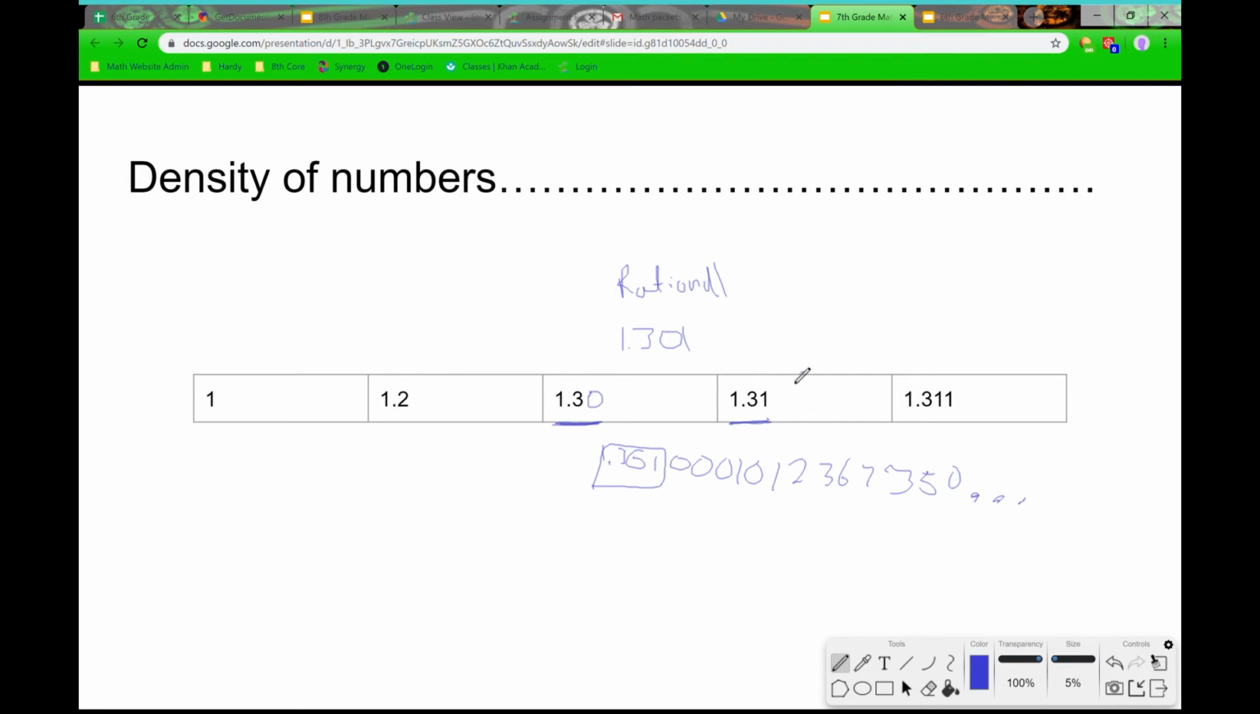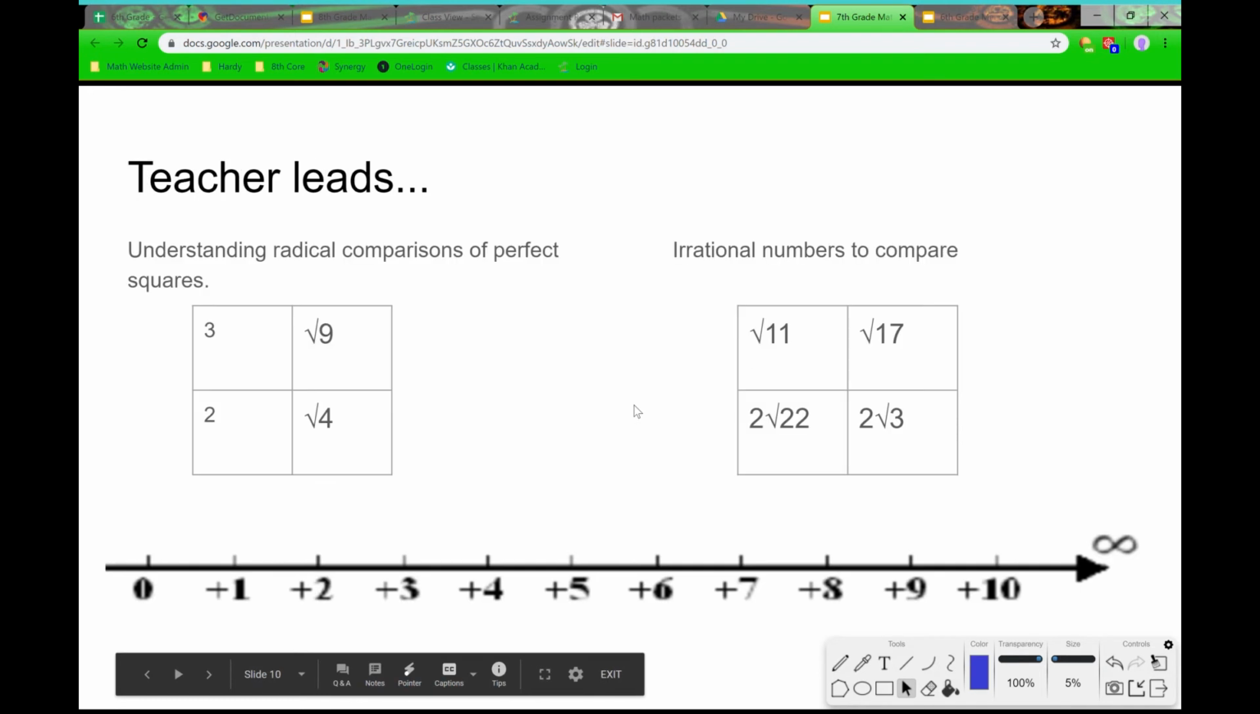Okay, so in here, I've got an infinite number of rational numbers, 1.311. Oh, no, let's do 1.31. That's a rational number that's between these two. So is 1.31007. Those are both rational numbers between these two numbers, but likewise, in between these two numbers, I have an infinite number of irrational numbers as well, numbers that will never terminate. They just continue to go on and on and on. Okay, that's the density of numbers.